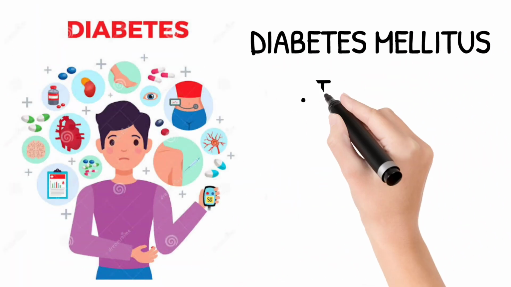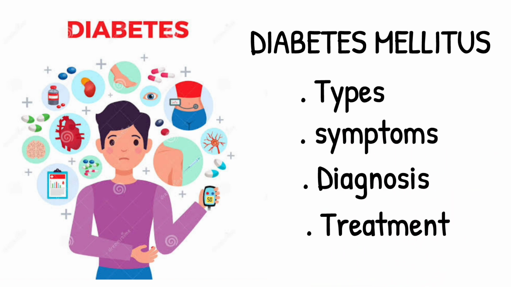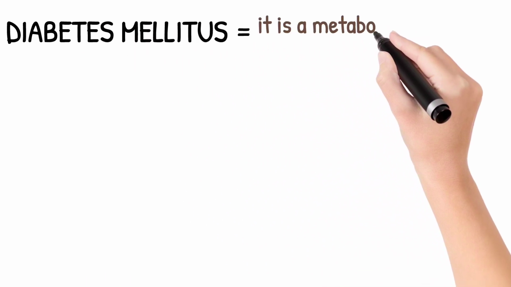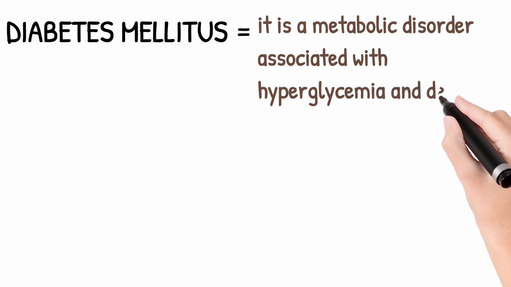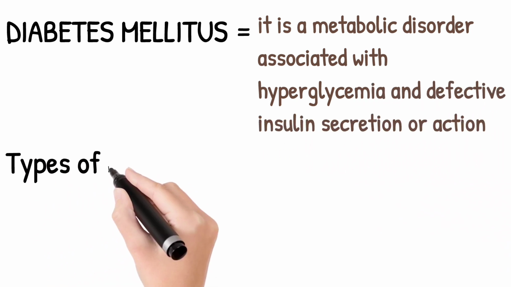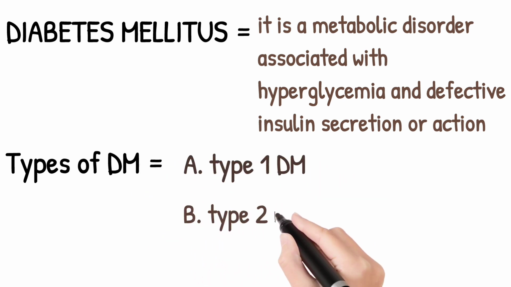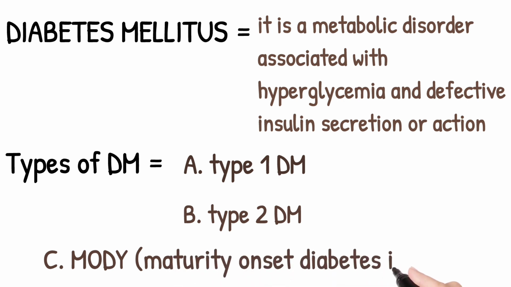Today we will discuss diabetes mellitus, its types, symptoms, diagnosis and treatment. Diabetes mellitus is a metabolic disorder associated with hyperglycemia and defective insulin secretion or its action. Types of diabetes mellitus are type 1 diabetes mellitus, type 2 diabetes mellitus and maturity onset diabetes in youngs.